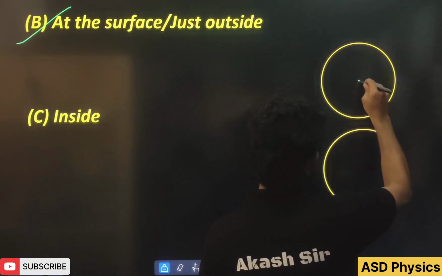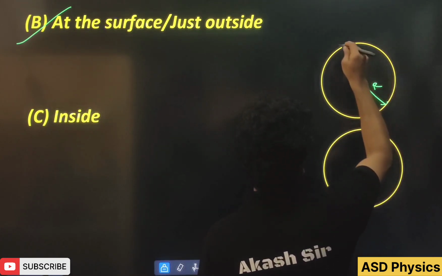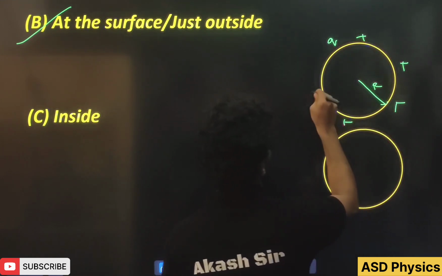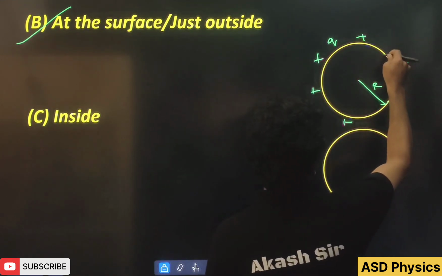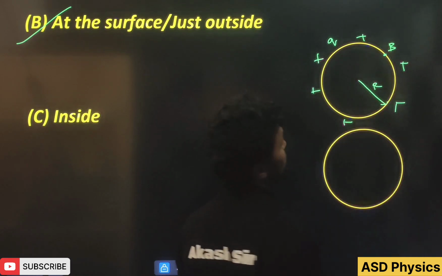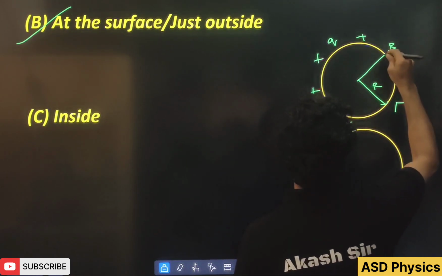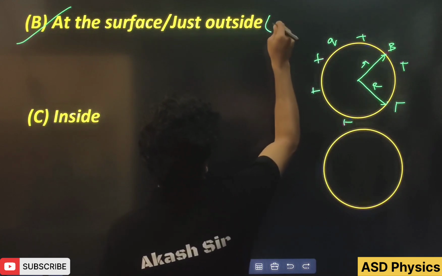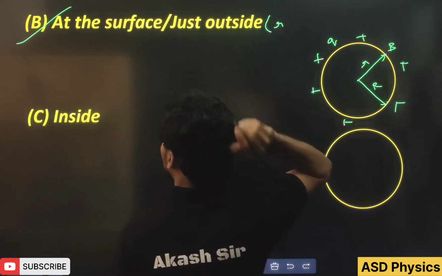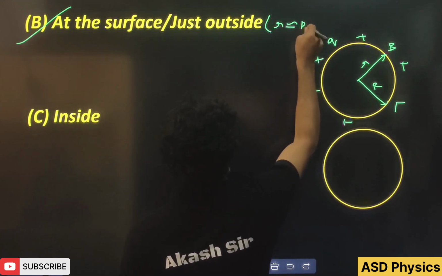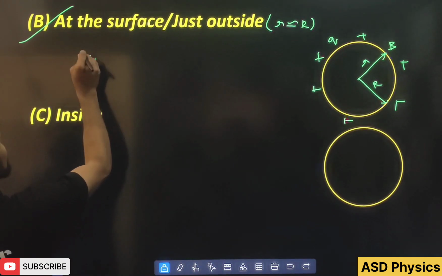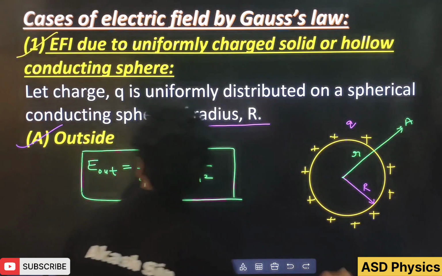Next one, if we see here, at the surface or just outside. So here again, this is the radius R and here charge Q is there. As I told you, charge is uniformly distributed. So now what is there? We have the observation point just at the surface, and this distance how much? This distance is R. So here we can write just outside or at the surface, this r will be approximately R only, is it? So in this situation, electric field is given by, just let me correct it.